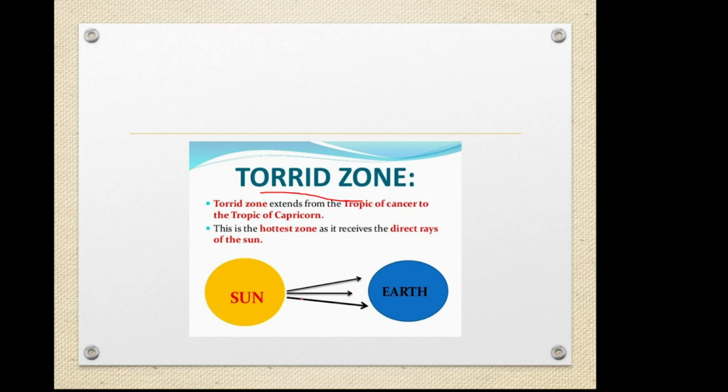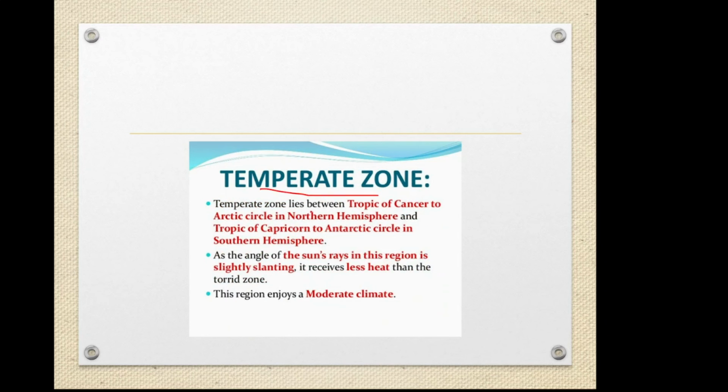Then temperate zone. Temperate zone lies between Tropic of Cancer and Arctic Circle in the northern hemisphere, and Tropic of Capricorn and Antarctic Circle in the southern hemisphere. As the angle of the sun's rays in this region is slightly slanting, it receives less heat. This region enjoys a moderate climate.